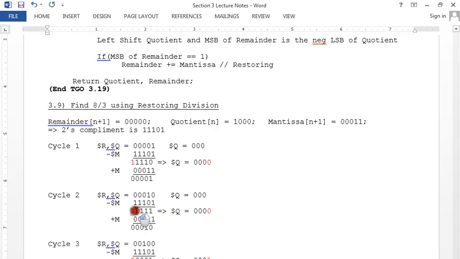And then it's a 1, so what do we do in the next step? Restore. This is the restoring step, right? So then this number just matches this number.